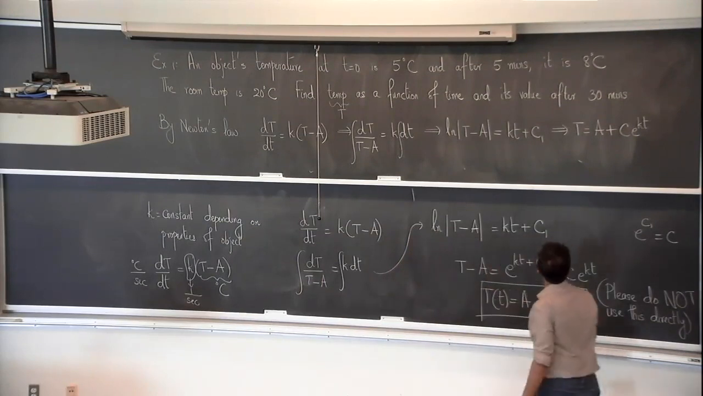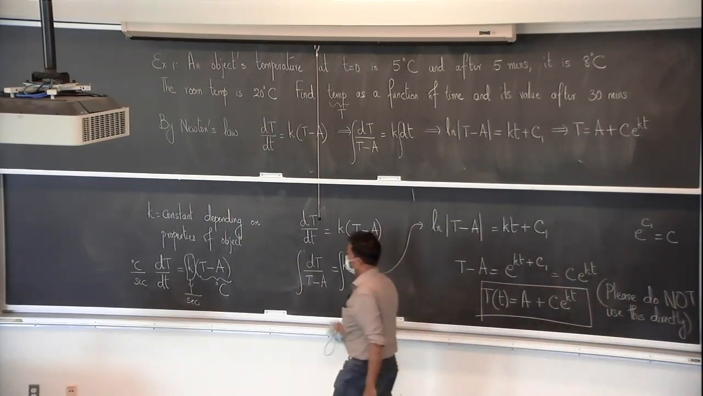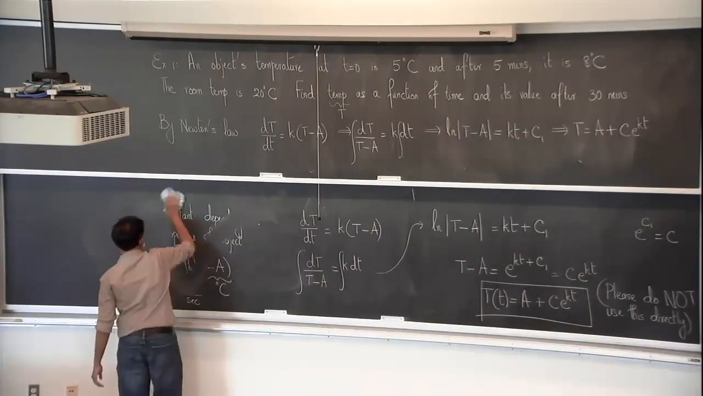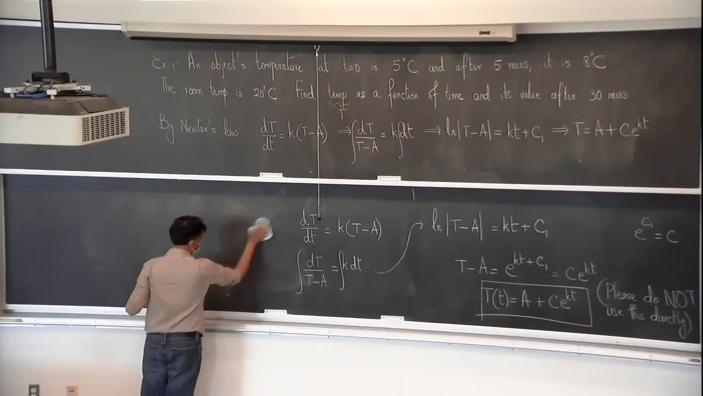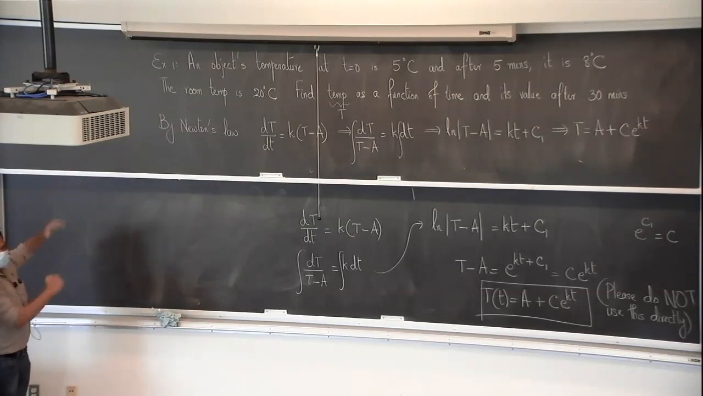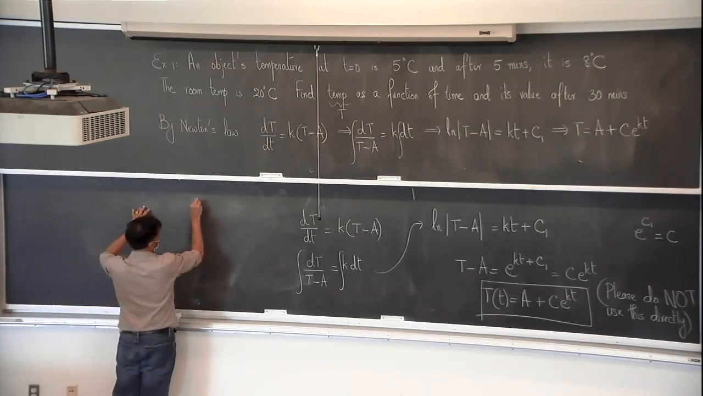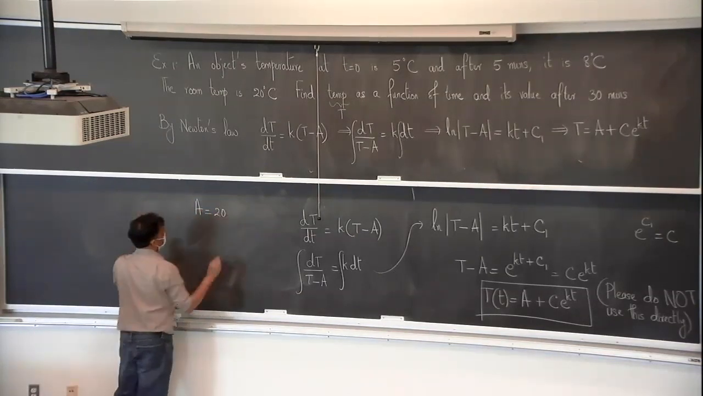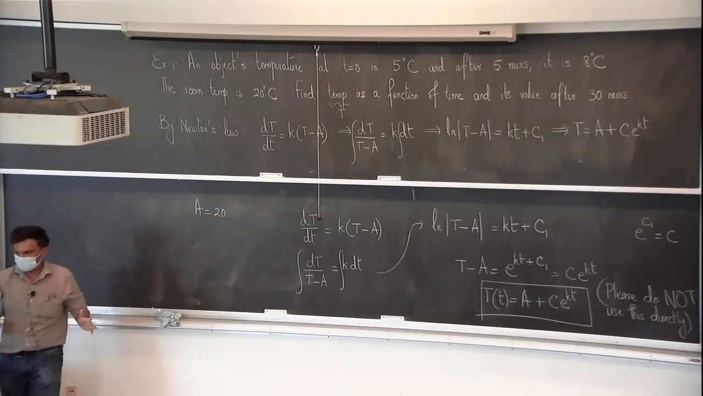All right. Now the question is, what is what? We need to give some letters to all those things in the problem. You know the room temperature is 20. Let's take care of that first. A is 20. That's not going to change.